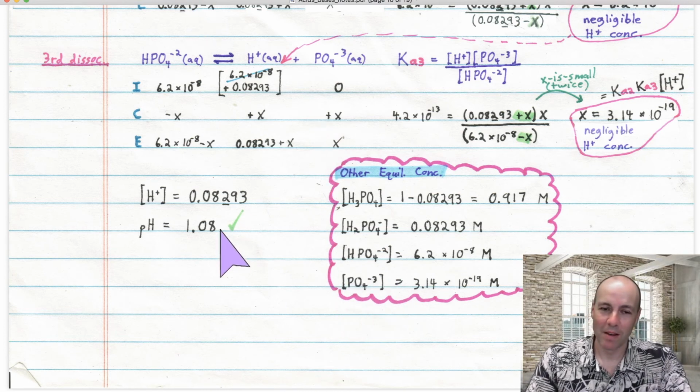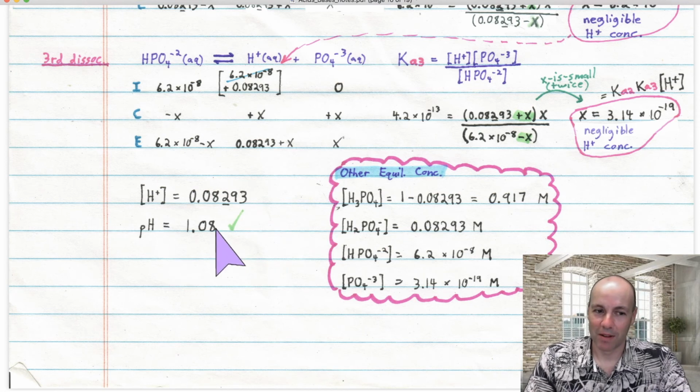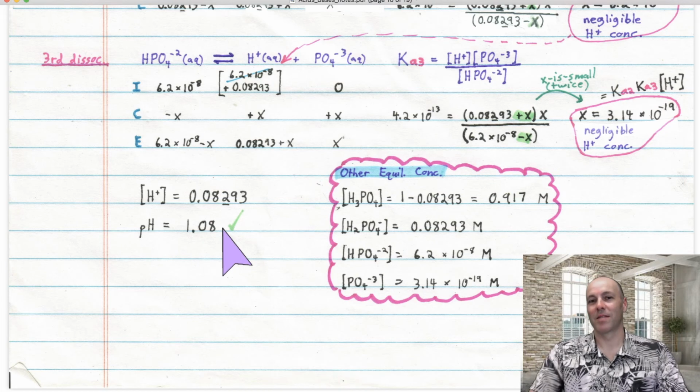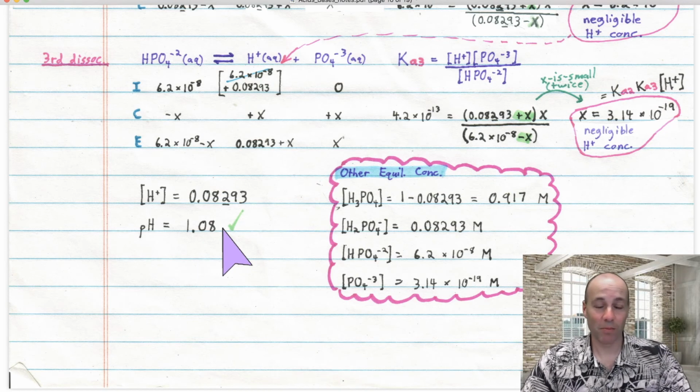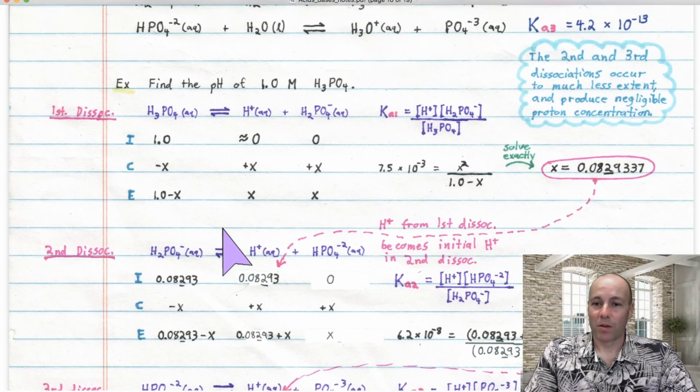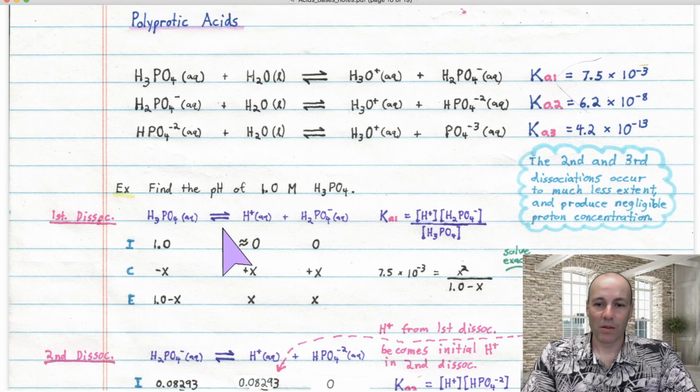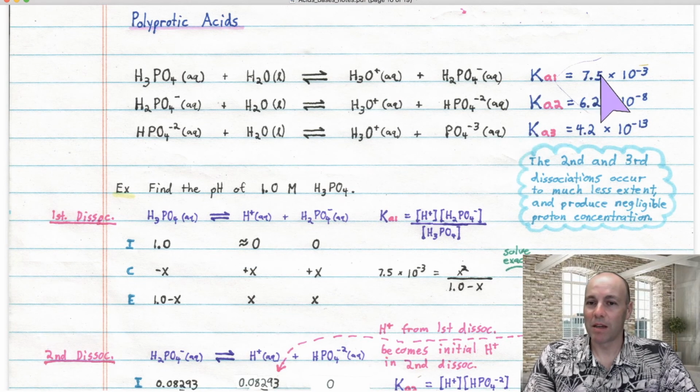But hopefully, you're just going to be asked for the pH or something, so you can ignore the second and third dissociations. This is how you handle polyprotic acids. Almost all of them are like this, and it's only the first dissociation that you need to worry about, and that's because the equilibrium constants are usually much smaller for anything after the first one.